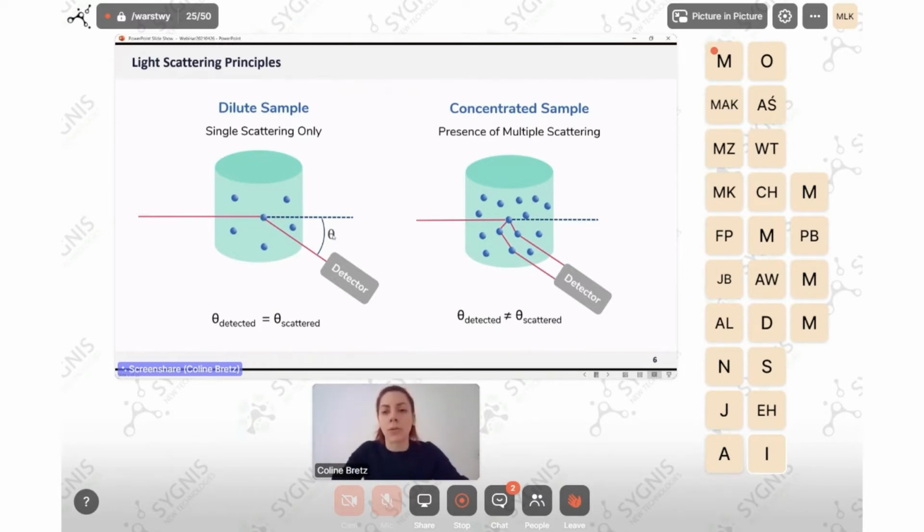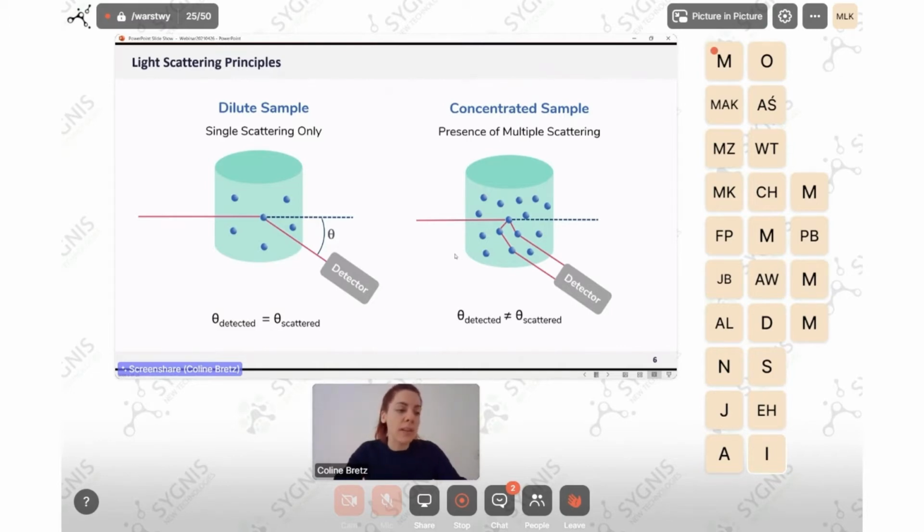If we have a concentrated sample, the photons that arrive in that sample can be scattered by multiple particles. And that is a problem in DLS because it means that the angle at which we detect the scattered light is no longer the real scattering angle of the particle. And this basically produces errors in the results that are hindering DLS as a technique in general.